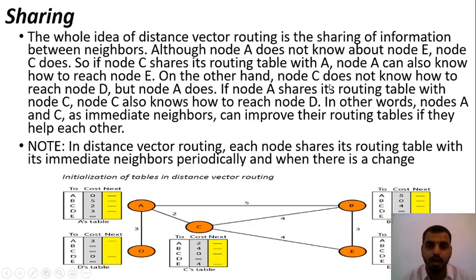On the other hand, node C does not know how to reach node D, but node A does. So if node A shares its routing table with node C, C also knows how to reach node D. So router C is helping router A to reach node E, and node A is helping router C to reach node D. This is what you call sharing.